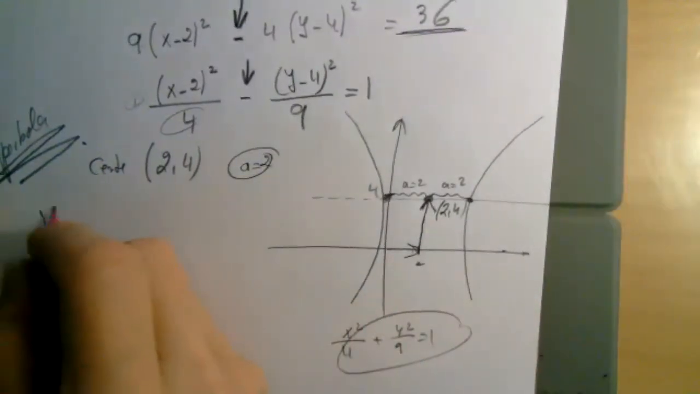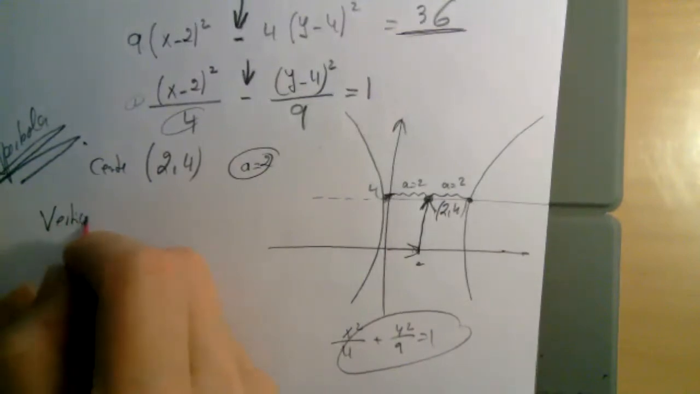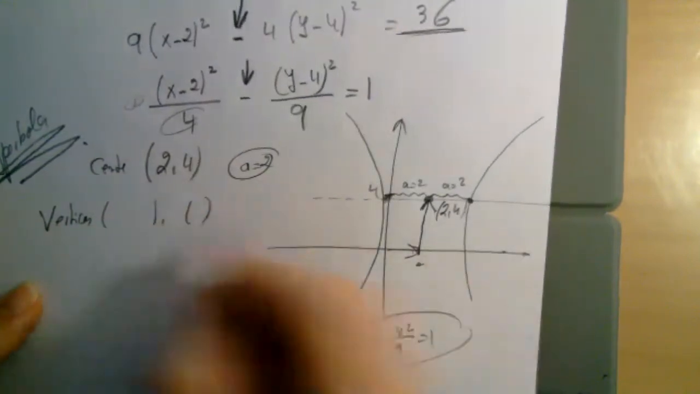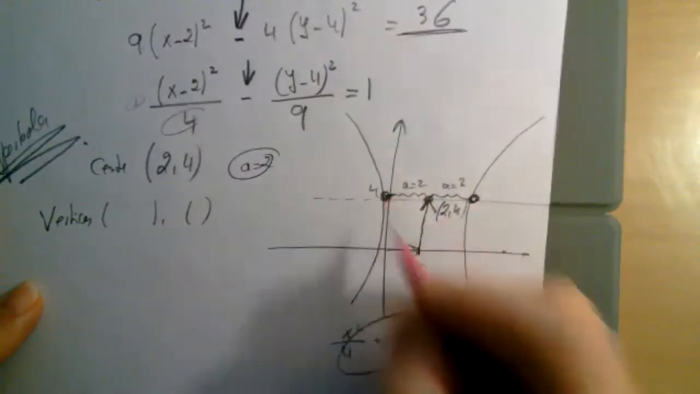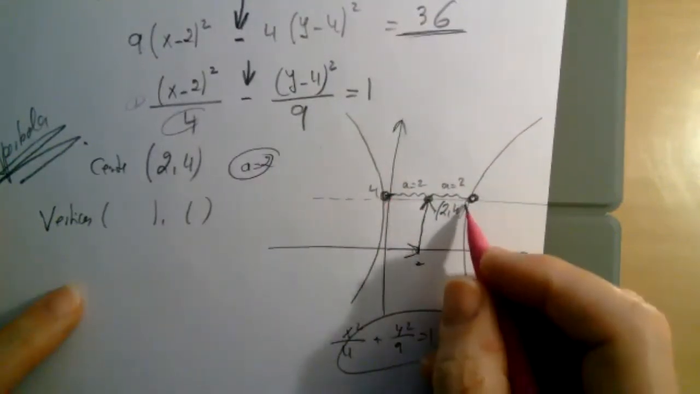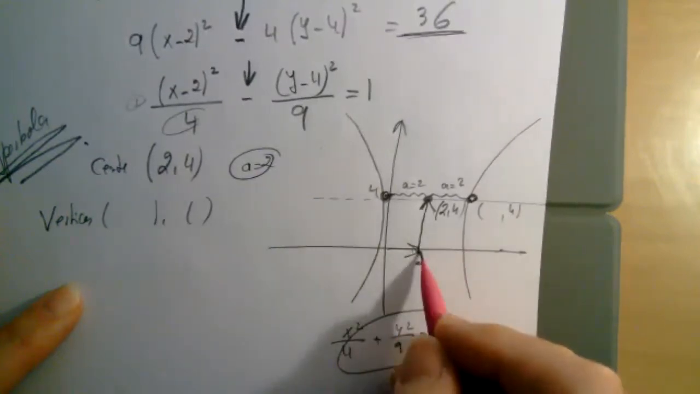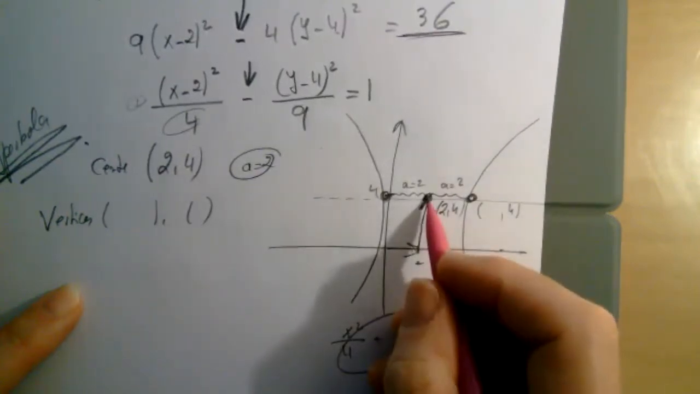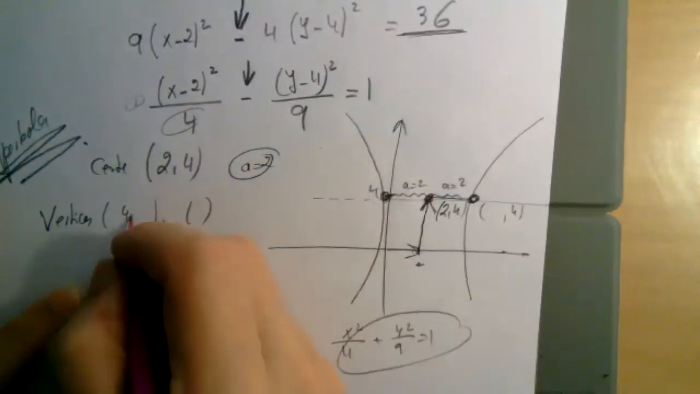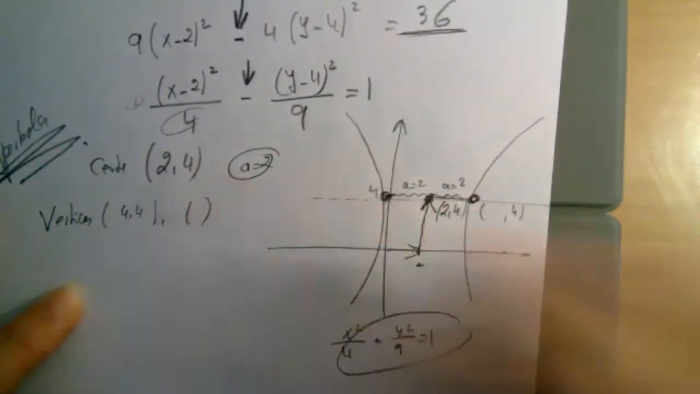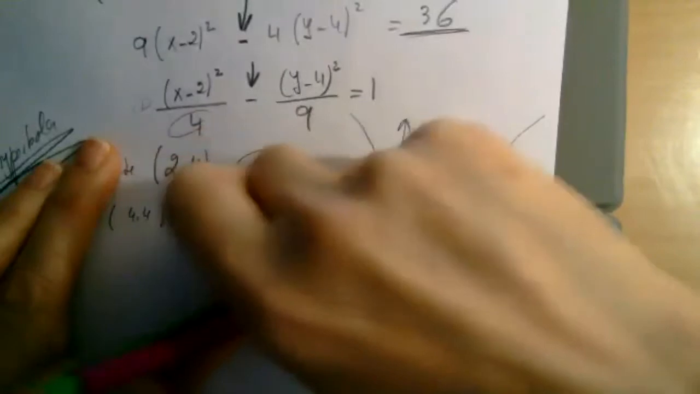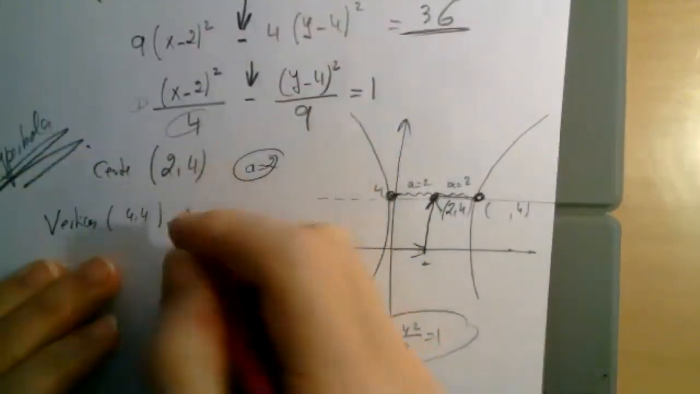So the vertices now will be. This is what we call the vertices for the hyperbola. So 4 is the second coordinate. This is 2 because that's the center. A is 2, so it will be 4, 4. And this point right here, which is going to be 0, 4. So those are easy.